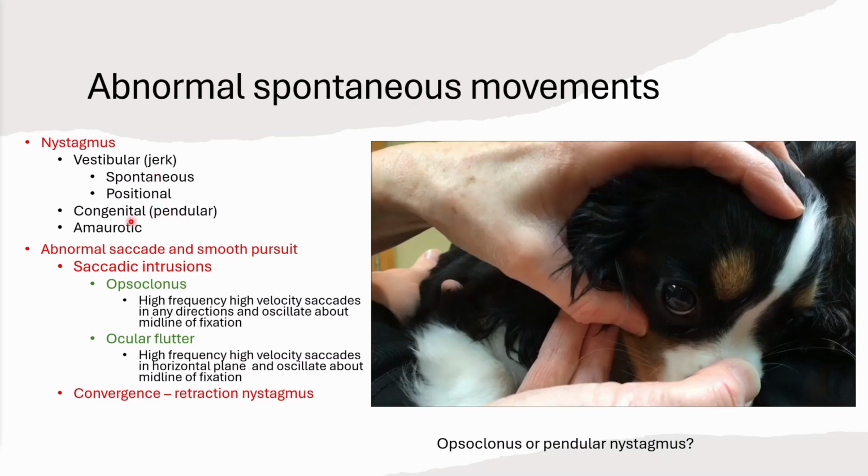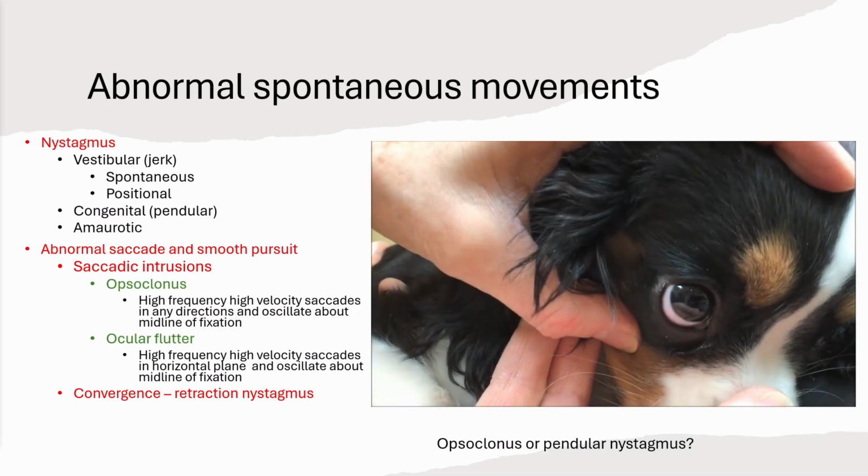You can also have congenital nystagmus, which tends to be pendular, and you can also get what is called amaurotic nystagmus, which is more random movements which occur when the animal is born congenitally blind, especially from hereditary cataracts.